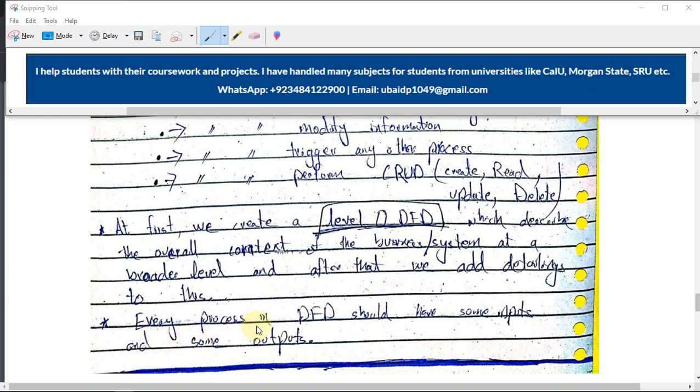And every process in a DFD should have some input and some output. This is really important when you are developing the DFD.